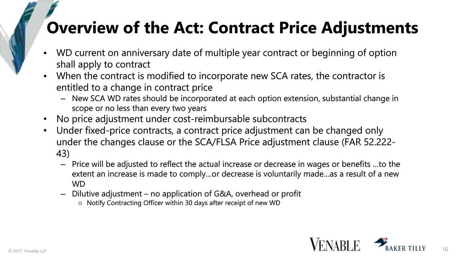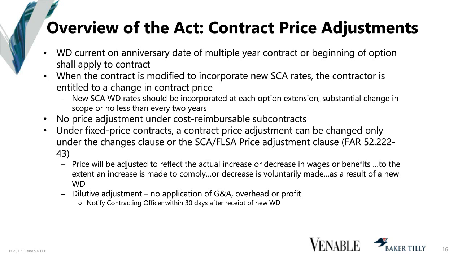And I know this is an area you're dealing with as a contractor. So you have compliance on one hand, but you also want to make sure that you're being paid and compensated for complying with the SCA requirements. The wage determination that's current on the anniversary date of a multiple-year contract or the beginning of an option is supposed to apply to the contract. The contracting officer should modify the contract to incorporate that new updated wage determination. And the bottom line is you ought to be paid for that.